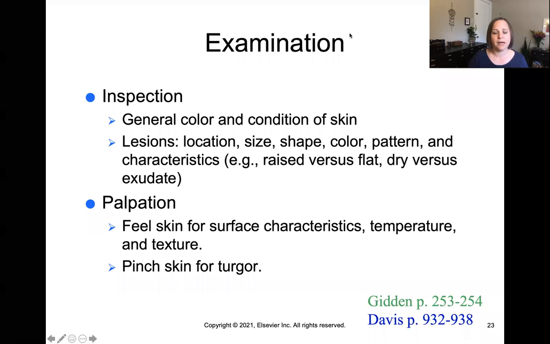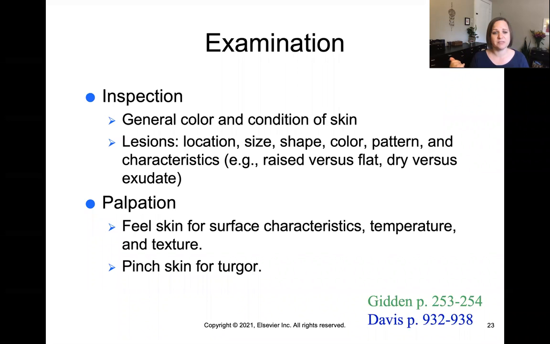When you're inspecting the body, inspecting means looking. We're looking at the general color and skin condition of the skin. And if there are any lesions, meaning any wounds or any areas that are abnormal, we're going to be noting the location, the size, the shape, the color, any patterning, and any characteristics, like is it raised or is it flat? Is it dry or does it have exudate?